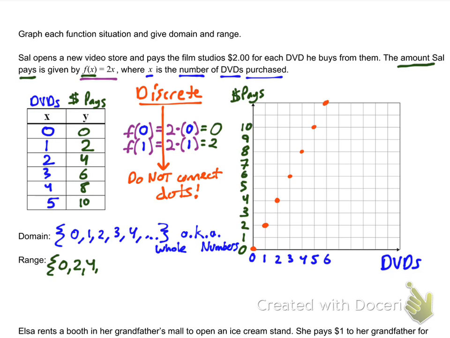For the output, the range, those are 0, 2, 4, 6, 8, and so on, also known as the even numbers. Now we need to be a little careful there. I should probably say even numbers greater than or equal to 0, because -2 is technically even, and you can't have -2 money out of this situation. All right, so we're done with that one.